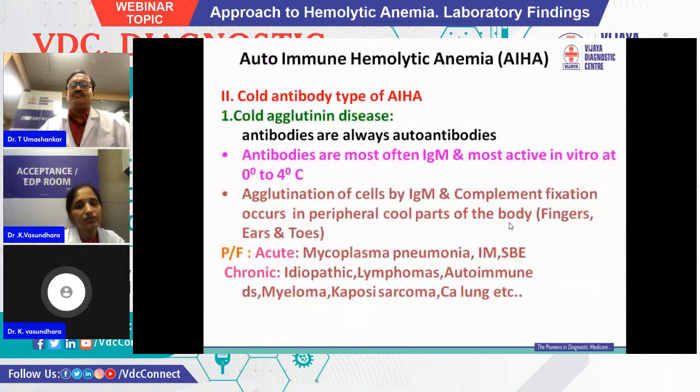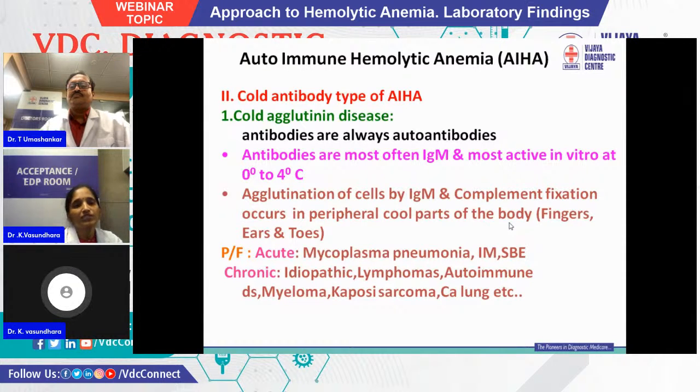And other is the cold IHA, that is cold autoimmune hemolytic anemias. Usually these antibodies are of IgM type. These cold autoantibodies cause agglutination of the RBCs and complement activation and result in the intravascular hemolysis. Usually, this agglutination occurs in the peripheries of the body, that is in the fingertips and ear lobules and toes. Here, the agglutination of RBCs will be more causing the lysis.